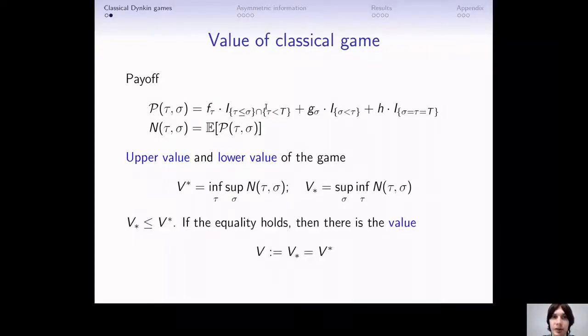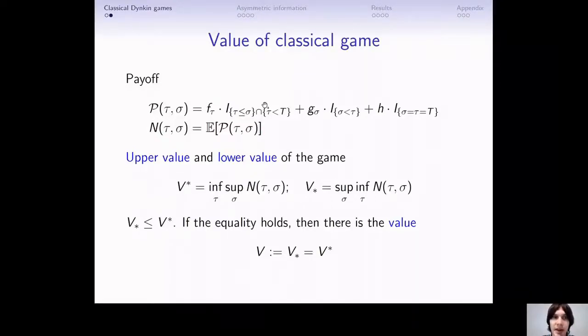Now, the lower value is always smaller or equal than the upper value. And it follows simply from the properties of the infimum and supremum. But if the equality holds, the game is said to have a value, and the concept of the value will be central in this talk, in particular the question whether it exists or not.